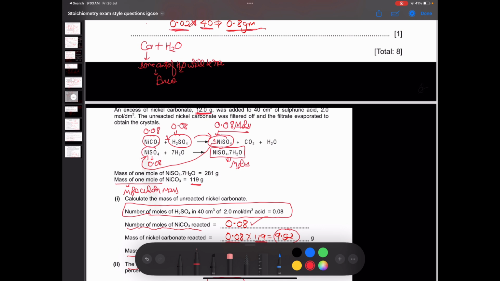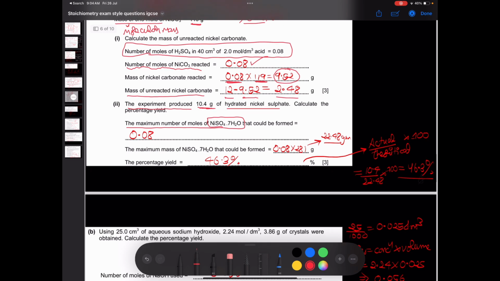Then the ratio between nickel sulfate here and hydrated nickel sulfate here, what is the ratio? 1:1 again. So, this will also have 0.08 moles. The ratio is 1:1 between every one of them, and the product nickel sulfate here is used as a reactant in the second reaction. So again the moles will be same. So for hydrated nickel sulfate the moles will be same as well.